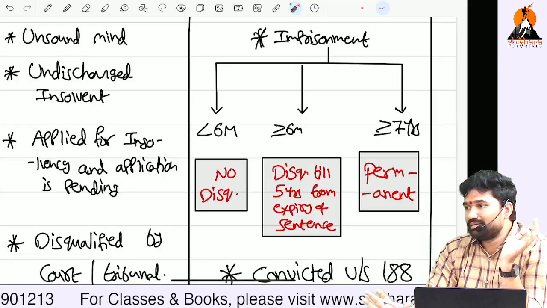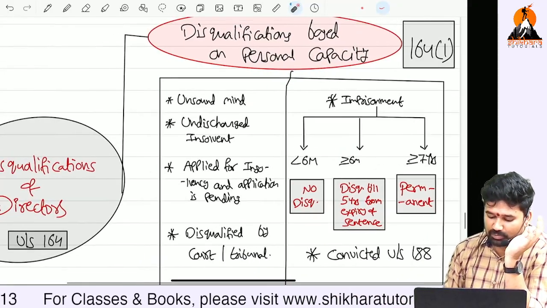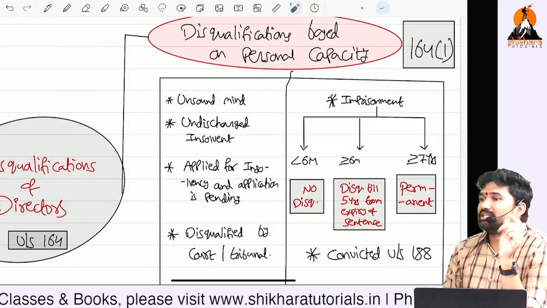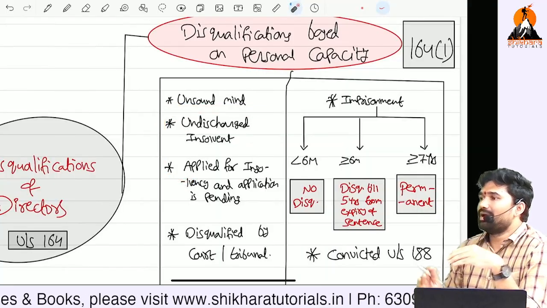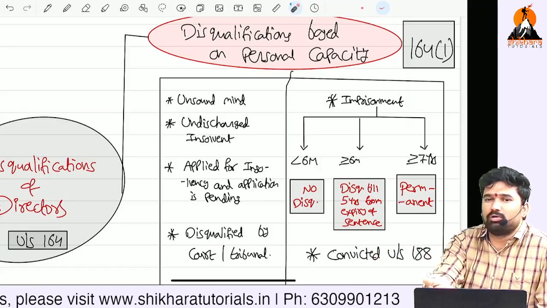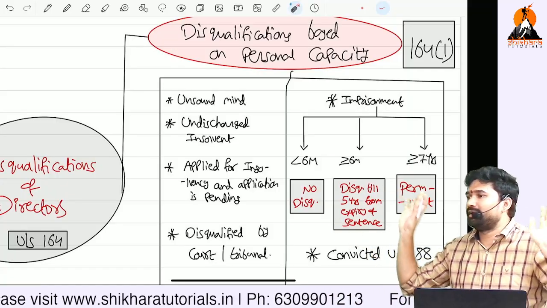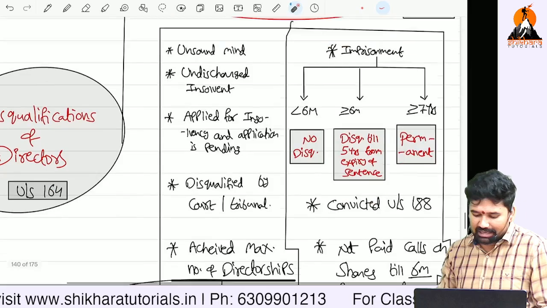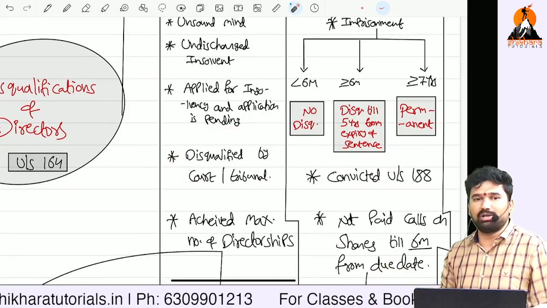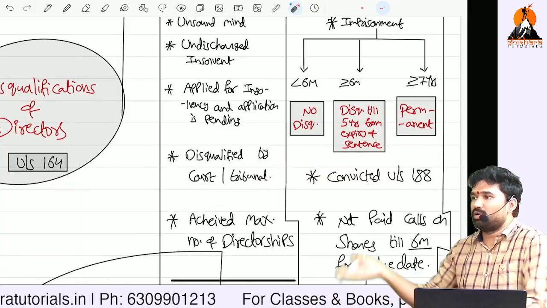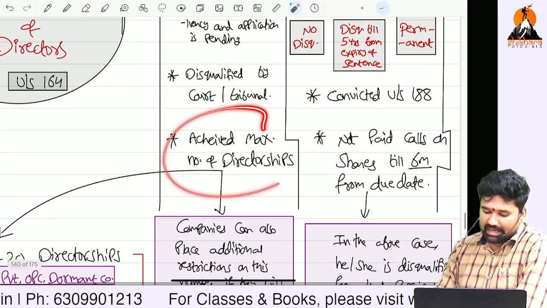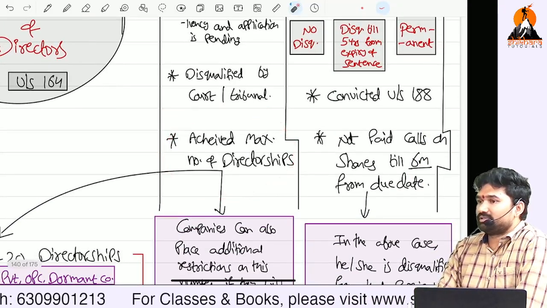Are we clear so far? What we have discussed: first point, unsoundness of mind, clear? Second and third point regarding insolvency. Whether you are adjudged as insolvent or your application is pending before a court, in both cases you are disqualified to act as a director. And the fourth point is, you are disqualified by any court or tribunal. The court itself is saying you are disqualified. So you are disqualified.